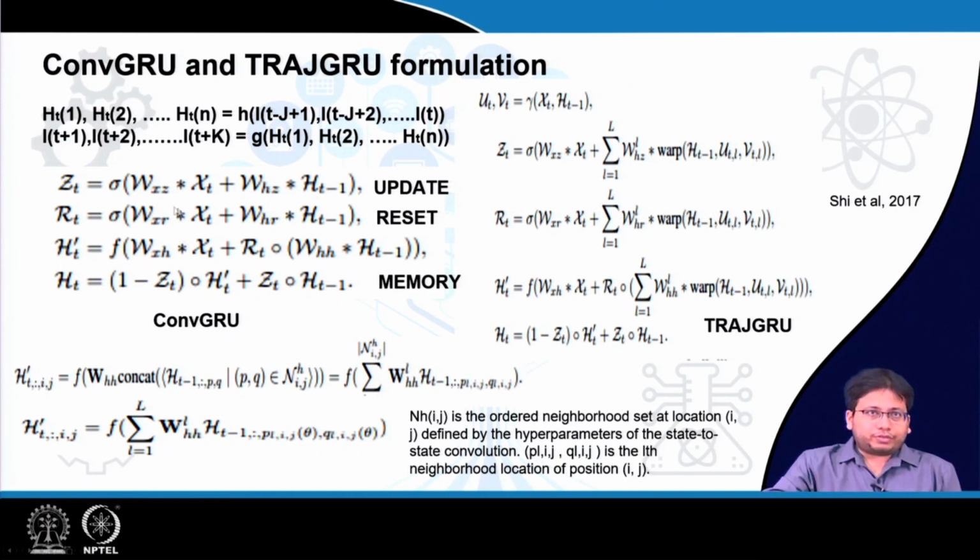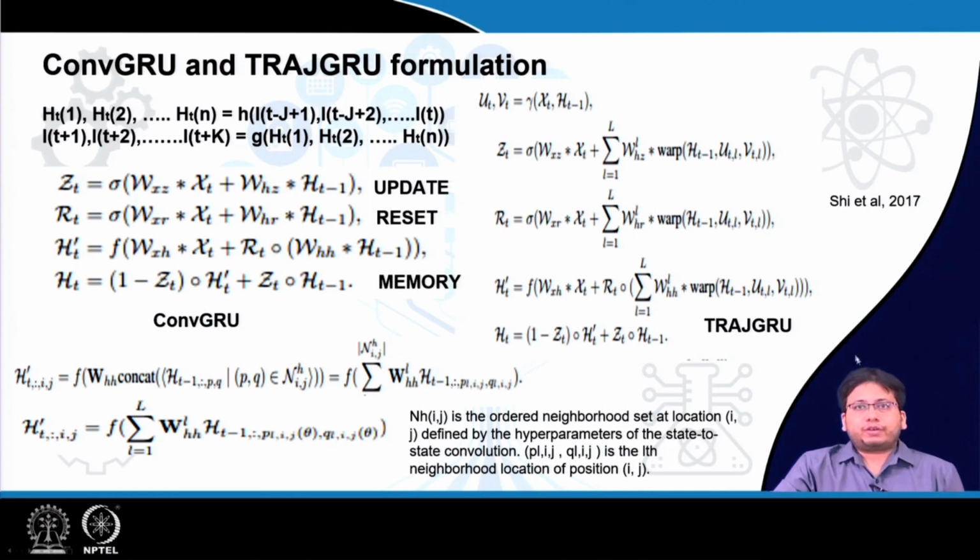The conv GRU simply replaces these fully connected layers by a convolutional layer. So these matrix multiplications are replaced by the convolution operation, and these W matrices now get replaced by convolutional filters. So that is the conv GRU. As you can see, it is a direct analogy of conv LSTM.